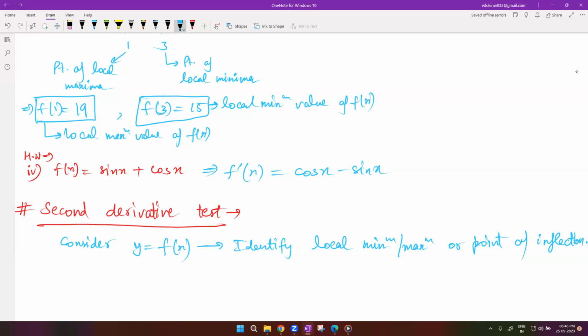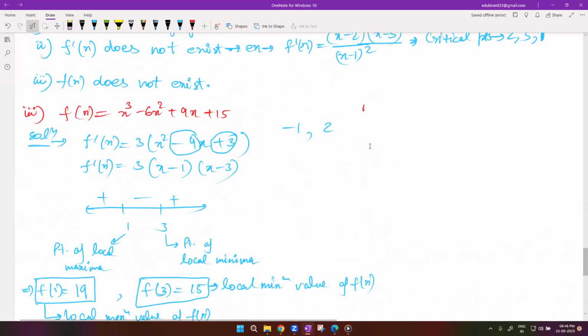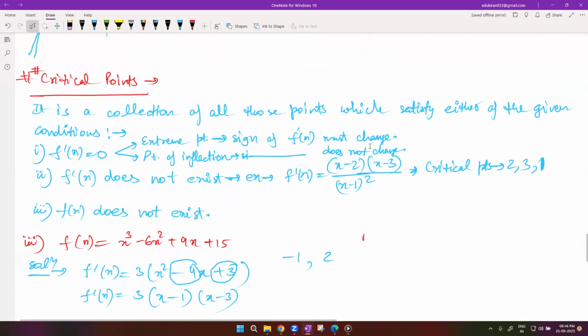Critical points are basically a collection of points: all those points where your f dash x is 0, I think I have discussed this already. Where f dash x is 0, that means either an extreme point or a point of inflection, or your f dash x does not exist.